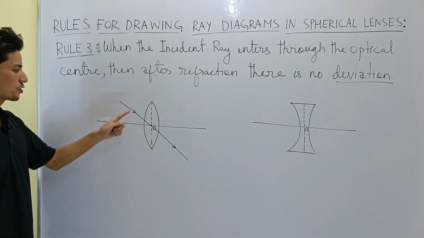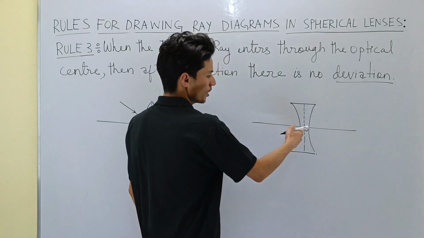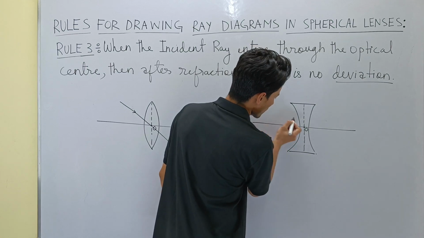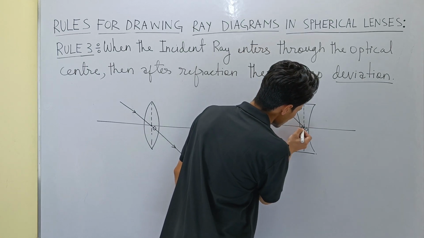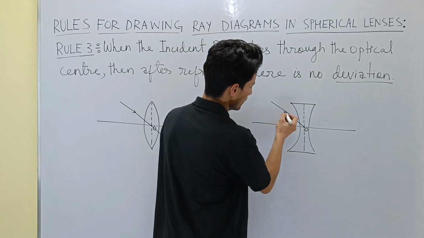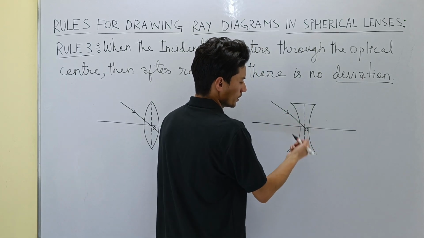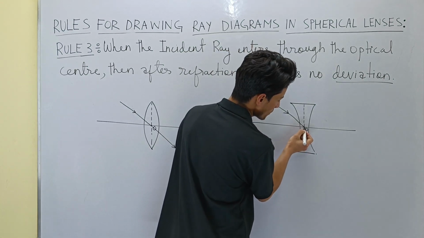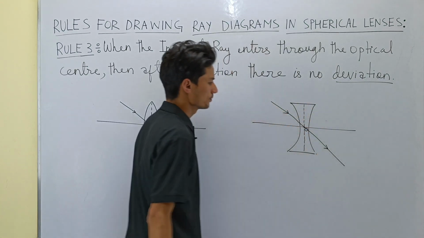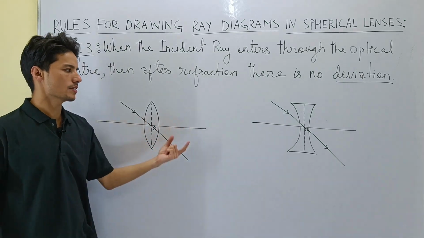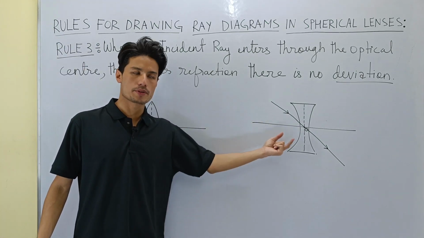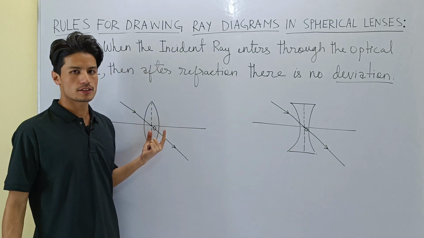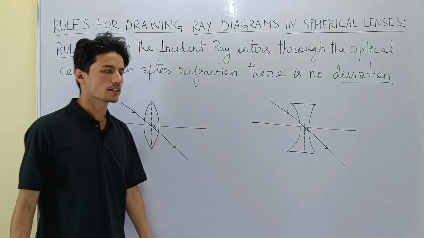This is rule 3. Now let us do the same thing for concave lens also. For concave lens also, the optical center is here, so the ray is aiming at the optical center. This is how the ray is going. It should be straight. Now the rule says that if the incident ray aims the optical center, then there is no deviation. That means this will also continue in the same path. So rule 3 is quite easy in both the cases, for both concave as well as convex. It's very easy. So this is the third and the final rule.